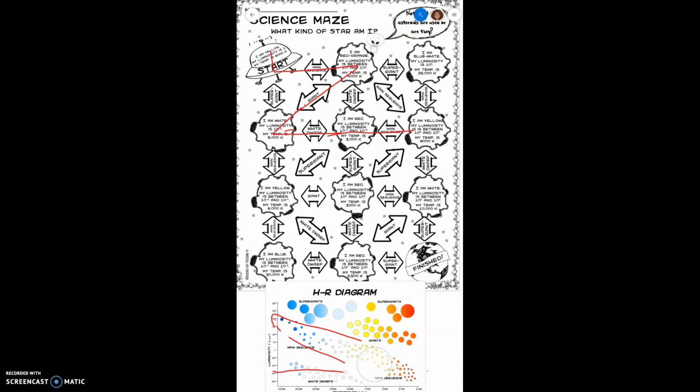Okay, so now we're on our next one, and it says I am yellow, so I know it's going to be in this area here. It's in between 10 to the third power and 10 to the fourth power, so I know it's right in this area. And it says my temperature is 6000, which would be right here, so I know it's probably a giant. Oh, super giant. Oh, might be here then. Okay.